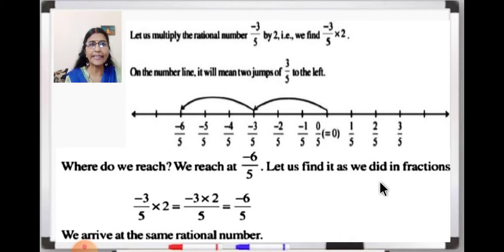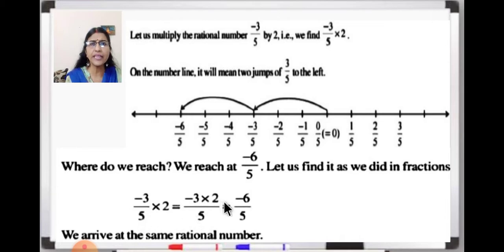So let us find it as we did in fractions. We have learned how to multiply fractions. Here it is given as minus 3 upon 5 multiplied by 2. We have learned we first have to multiply the numerators, so we multiply minus 3 into 2, and in the denominator 5 stays upon 5.